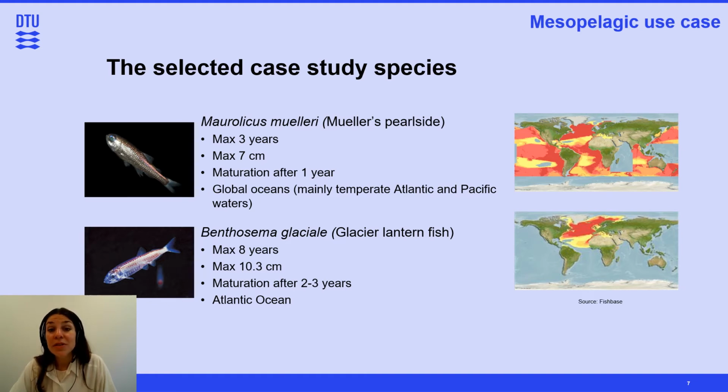The species is distributed globally, but mainly concentrated in the temperate waters of both the Atlantic and the Pacific Ocean. Benthosema then reaches a maximum age of approximately 8 years and a maximum length of approximately 10 centimeters. And it matures only after 2 to 3 years. This species is concentrated mainly in the Atlantic Ocean.